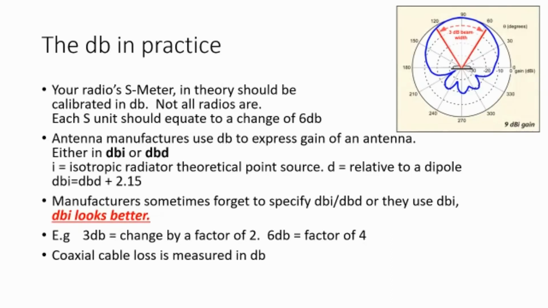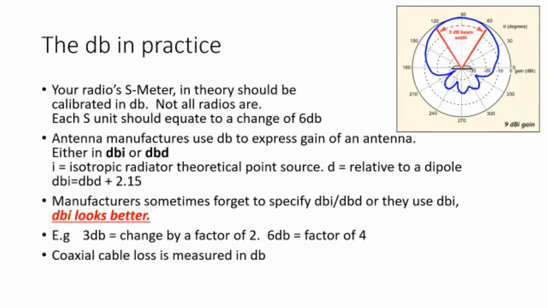In practice, dB is used all over the place. On receive, your radio's S meter, in theory, should be calibrated in dB. Not all radios are. Each S unit should equate to a change of 6 dB. So if you have a signal that is S5 and the guy turns his antenna and he goes to S6, that should be a change of 6 dB. Not all radios are created equal. Not all radios are calibrated the same.